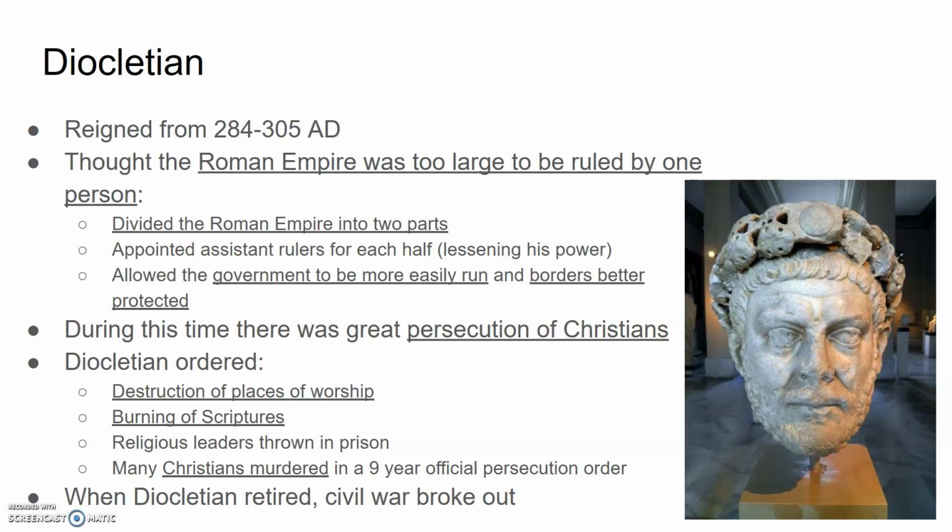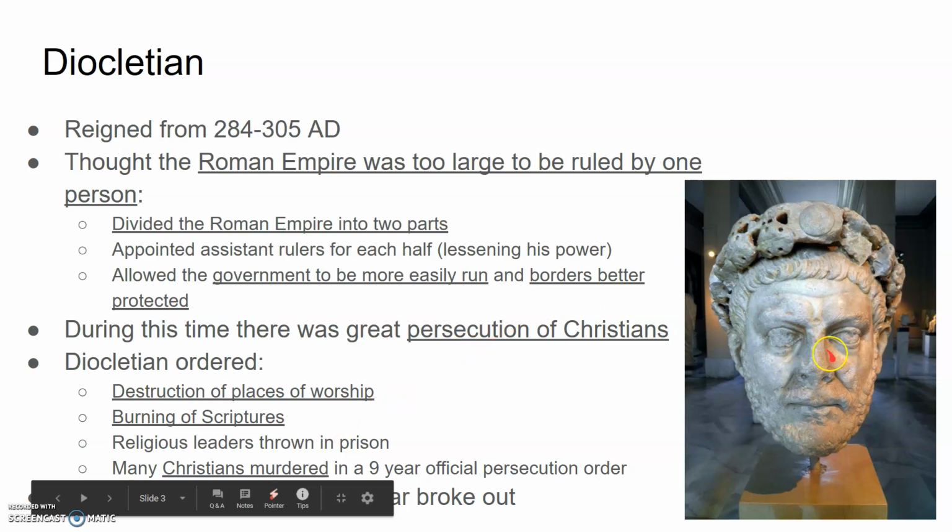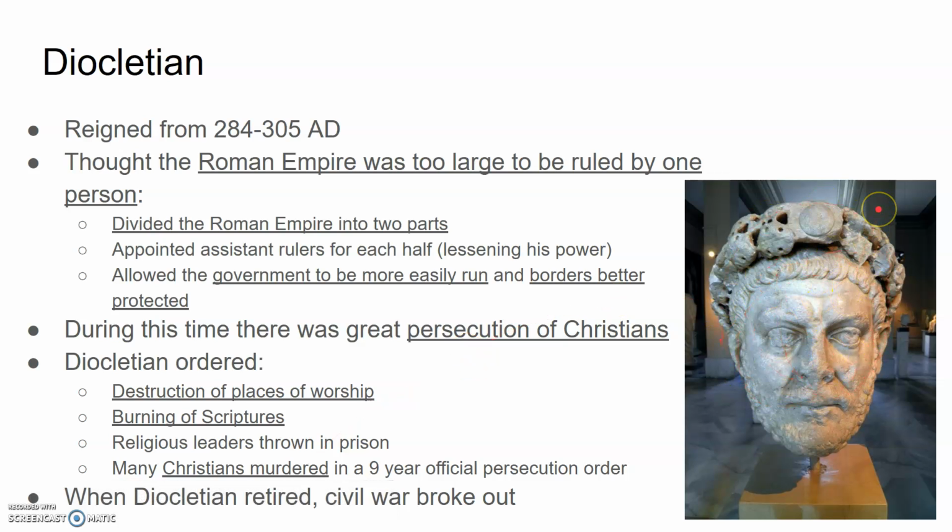All right, we are going to talk about the collapse of the Roman Empire. The first dude that we're going to talk about is this guy. His name is Diocletian. He reigned from 248 to 305 AD. That is about 300 years after Jesus has already died and been resurrected. Easter's coming up, so we can talk about Jesus being resurrected. That's exciting.